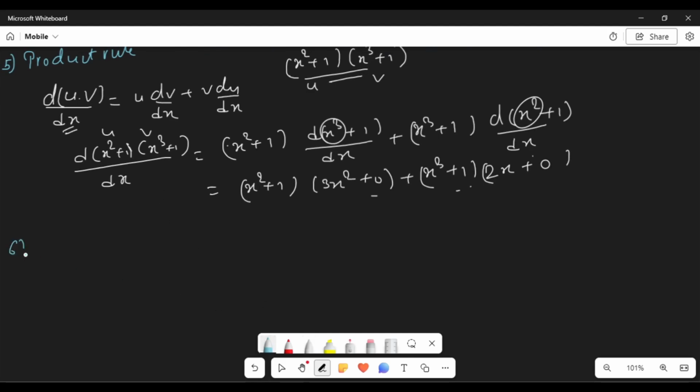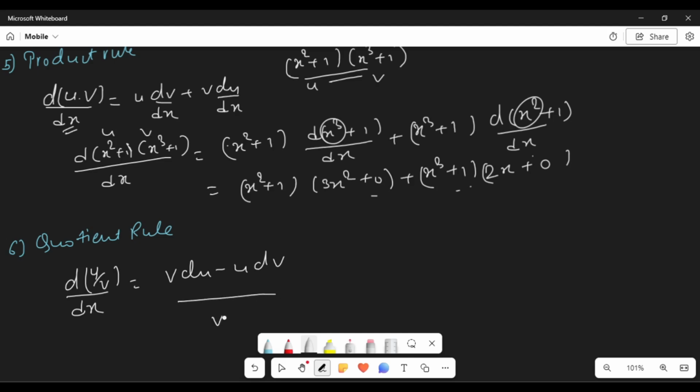Next, we have, you might have guessed it, the quotient rule. Quotient means if you have two functions in a fraction or maybe division. Now in this, it will be v du minus u dv. Just opposite. Here it was u dv plus v du. In the quotient rule, it will be v du minus u dv, in addition, divided by v square, and the derivative with respect to x. This is our formula. Okay.